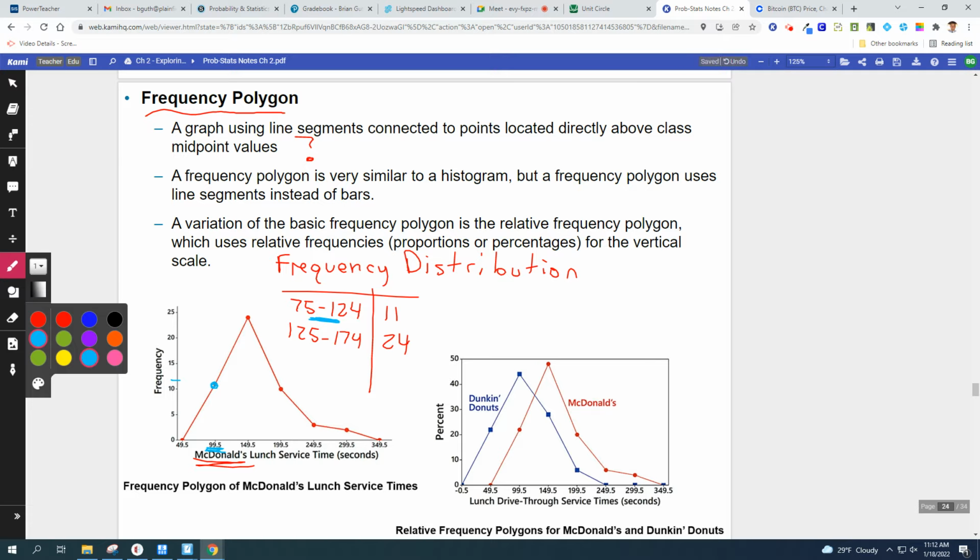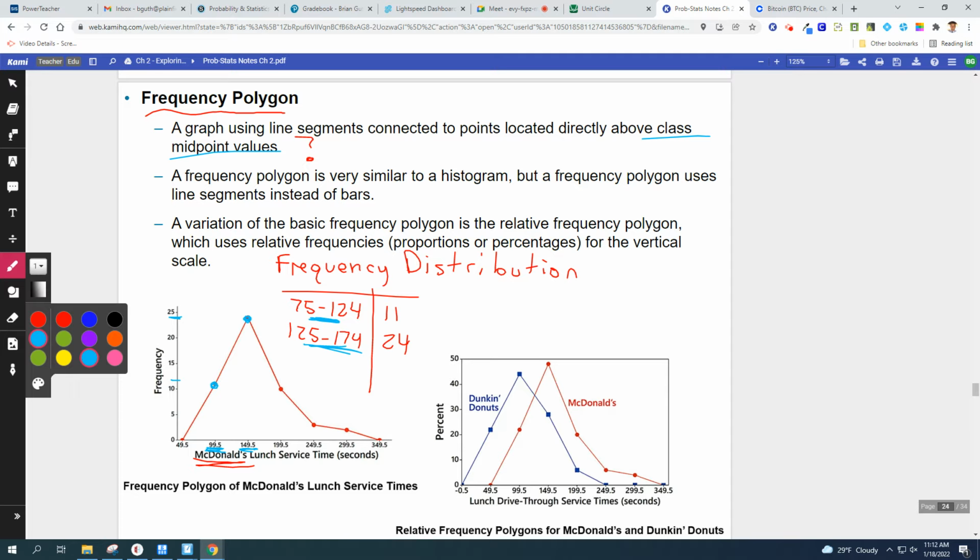That's what that says. A graph using line segments connected to points located directly above class midpoint values. Class midpoint values. So then the next one, guess what the midpoint of this is? Well, 149.5, and there were 24 of them right there. All right, so I think that's a little bit hard to understand. I don't know how useful that would be. It's only useful if you're talking about a frequency distribution. A frequency polygon is very similar to a histogram, but it uses line segments instead of bars. So we very easily could have drawn a histogram just like we did in the last lesson.